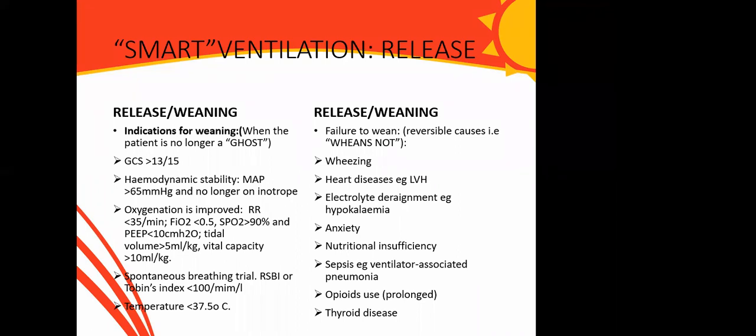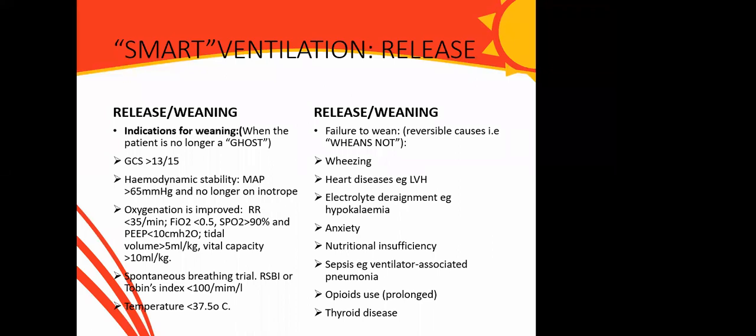G means that the patient's GCS has improved significantly, and I target a GCS of 13 or 11T over 15. The patient is hemodynamically stable. Do not attempt weaning a patient who is on inotropes. Let me repeat this: no matter the ABG parameters, if the patient is still requiring inotropic support to maintain MAP above 65, do not start weaning. It will fail.